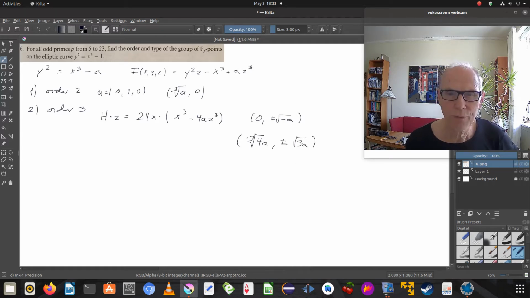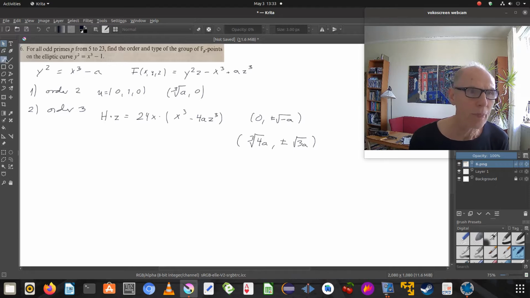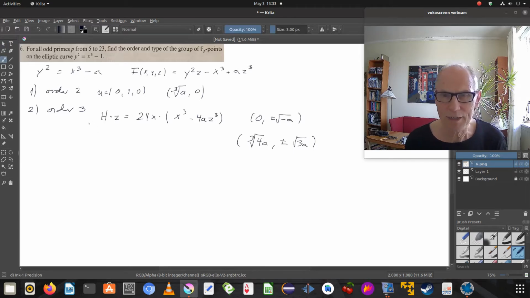So if the cubic roots and square roots exist, we have 6 points here and 2 here, that's 8 altogether, so there are 9 points possible, as it should be. And whether these roots exist, we'll have to see. Now, points of order 4.